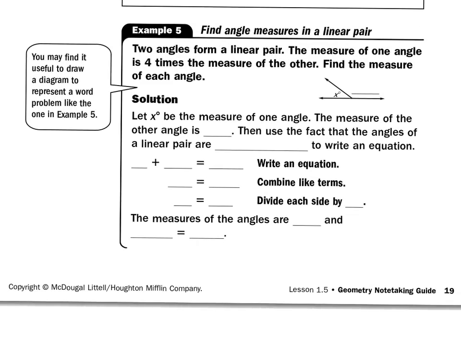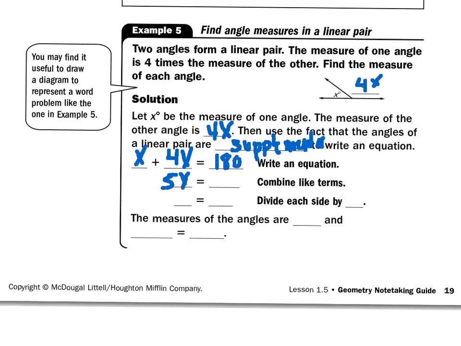Example 5. Find the angle measures in a linear pair. 2 angles form a linear pair. The measure of one angle is 4 times the measure of the other. So we draw a diagram and we say, okay, the little one must be x, and the other one must be 4 times x. We can use the fact that angles of a linear pair are supplementary to write an equation. So x plus 4x must equal 180.